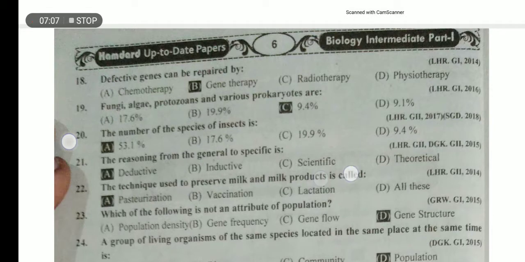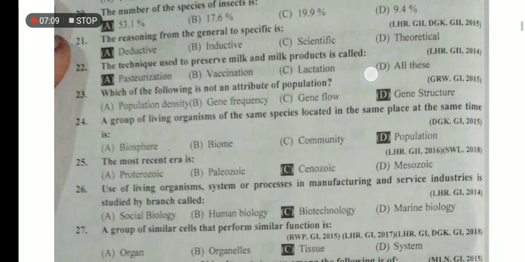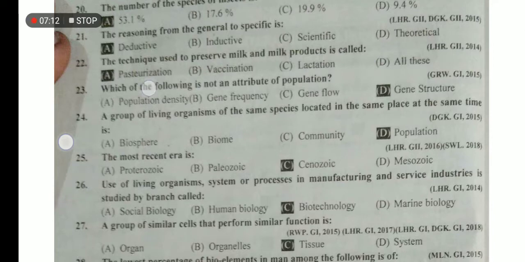The technique used for the preservation of milk and milk products is called pasteurization. Which of the following is not an attribute or characteristic of the population? Population density is actually a characteristic of the population, or you can say the number of organisms in a population.